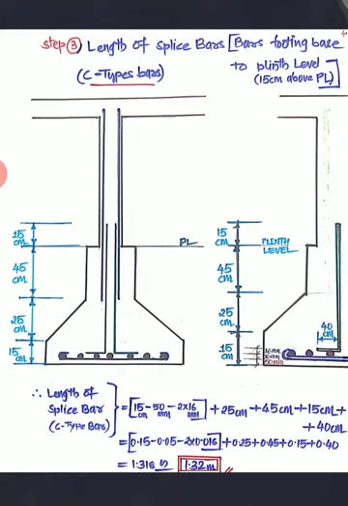Then the dimension: this portion is 15 centimeter, which is shown in the cross section. Then this tapered portion is 25 centimeter. Now the total base is 45 centimeter. Then up to the plinth level, the splice bar is going to be erected into the main column with a lap of 15 centimeter, right? You can see in this figure that lapping is given for the main column of 15 centimeter.